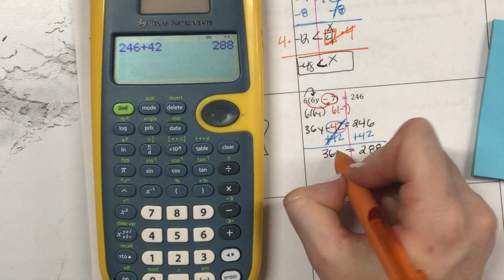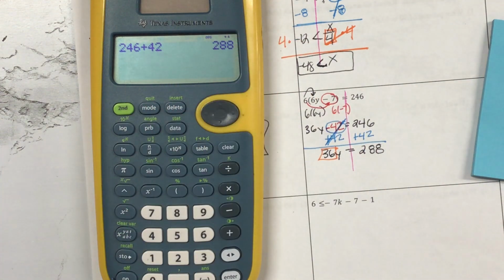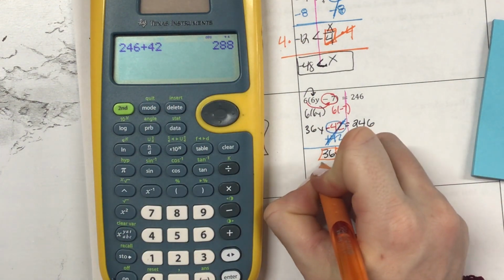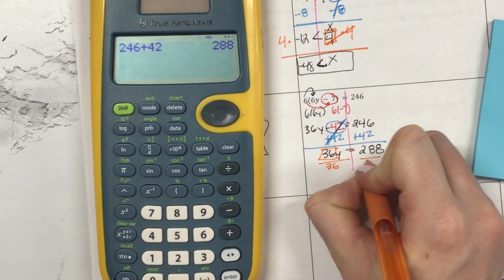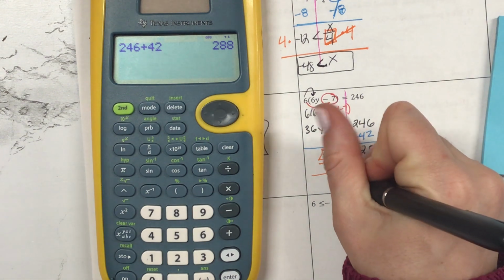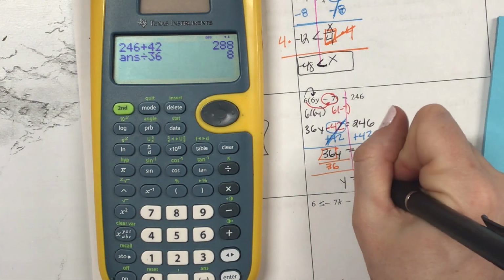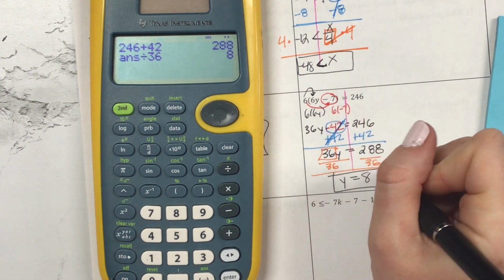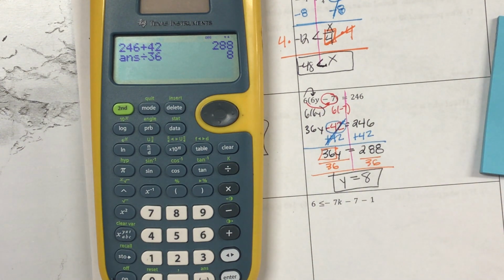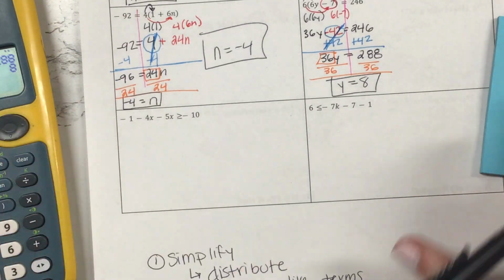Then we have to undo our coefficient. 36y, when they're stuck together, that means multiplying. To undo multiplying, we're going to divide. 36y divided by 36 is 1y. 288 divided by 36 is 8. So y equals 8. All right, hang in there with me. We got 2 more. And I'm being very thorough.